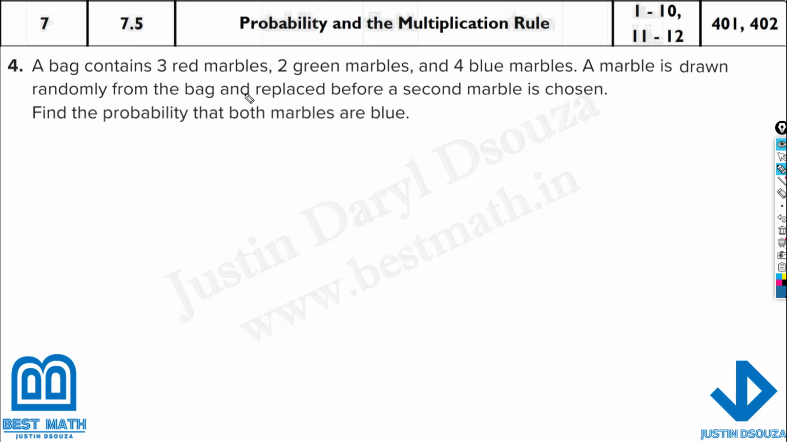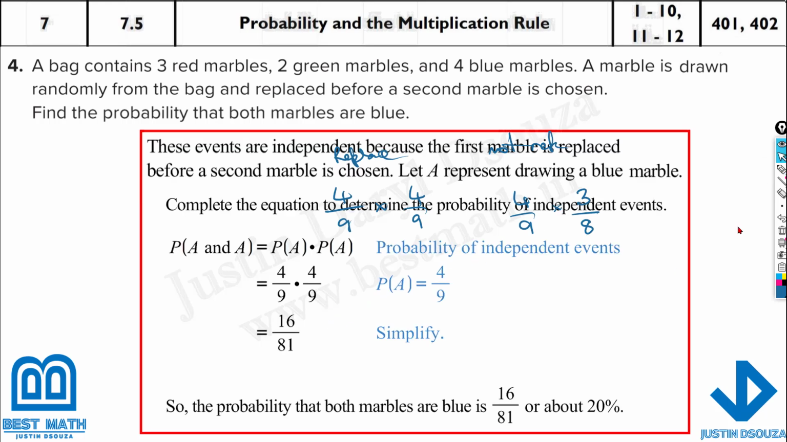Here we are replaced, so it's pretty easy. Before a second marble is chosen. What is the probability both marbles are blue? Let's see what's blue probability. 4 by 9. Second is also blue, 4 by 9. That's it. This is the answer. This is for replaced. But what if not replaced? Then it would be 4 by 9 for the first one because there are 9 marbles. But the next one will be 3 by 8 because 1 is reduced. Here the answer will be 4 by 9 times 4 by 9 because there is replacement.